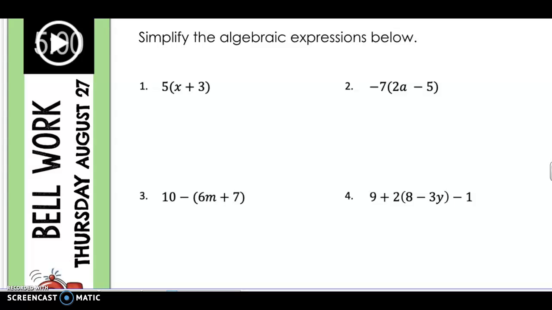So remember, expressions do not have equal signs. Equations do have equal signs. So every single thing you see on the board right now, all of these problems are expressions because none of them have equal signs in them. So let's look at number 1.